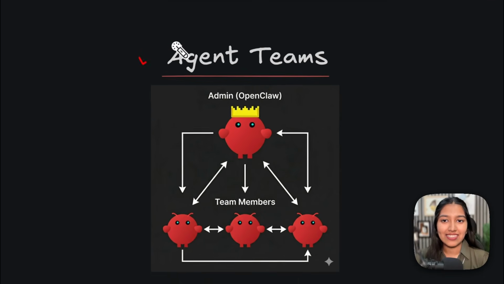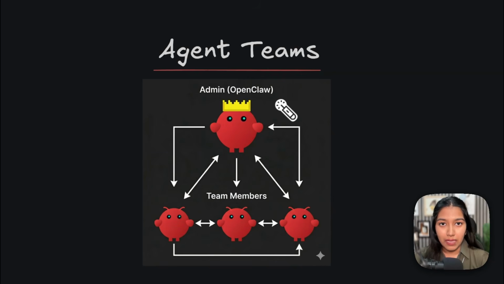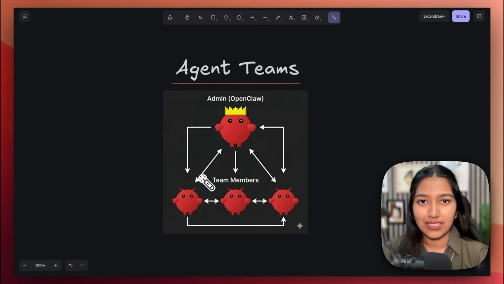Now let's go ahead and set up agent teams. Let me tell you that this is not the only way of setting up an agent team, which is having an admin and the team members. Obviously, you can set up team members and speak to each one of them separately. For example, you can have Telegram accounts or WhatsApp accounts for each team member, and speak to them separately. But I personally prefer having a team admin that delegates, communicates, and does everything on my behalf so that I can save my time.